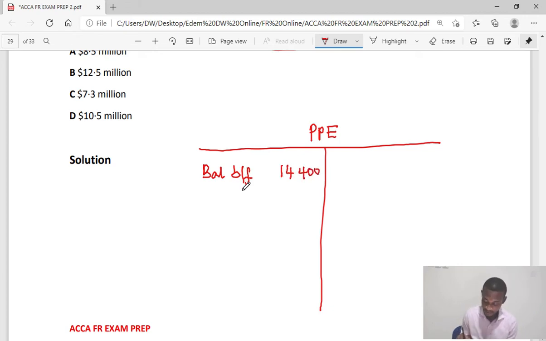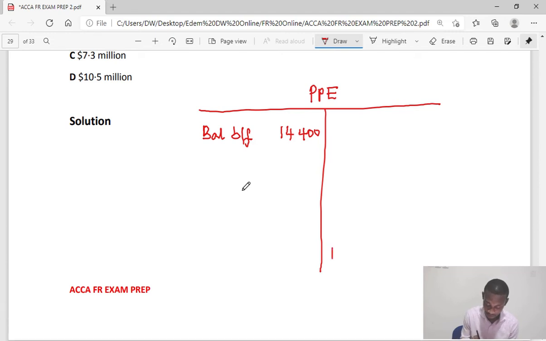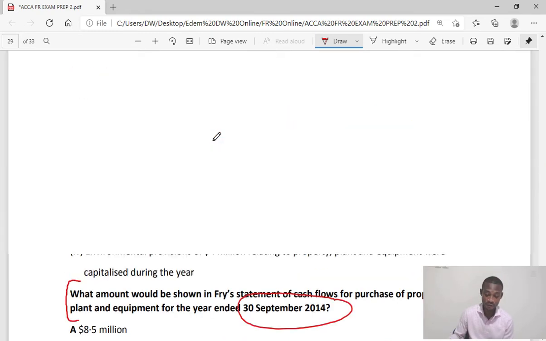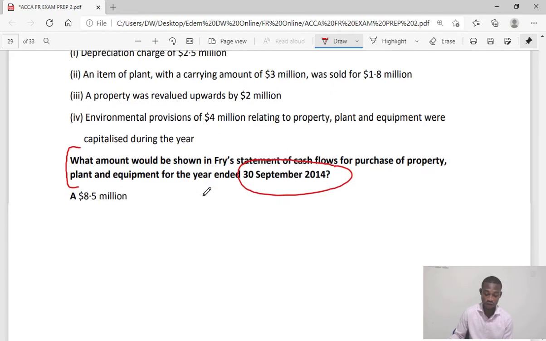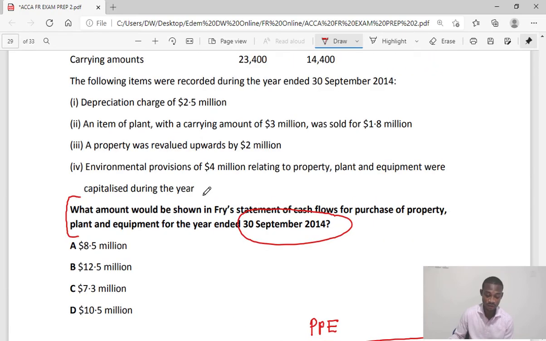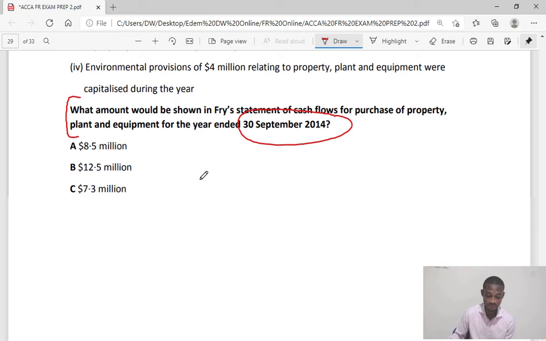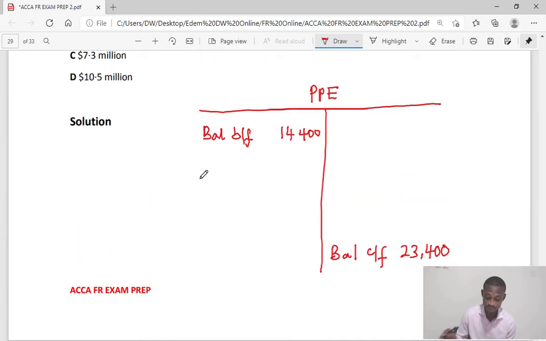Then I'll put at the bottom here balance carried forward, which will be 23,400. And this figure would be the closing figure. Now, when I go to the face of the information again, the depreciation charge in the year should be credited. So the depreciation charge of 2.5 should be credited to the T account. So I have here depreciation, 2,500.